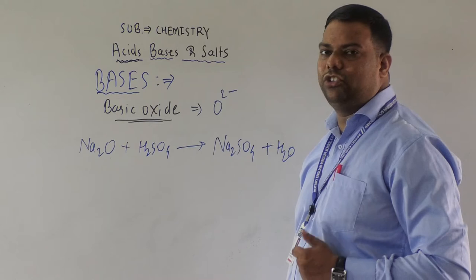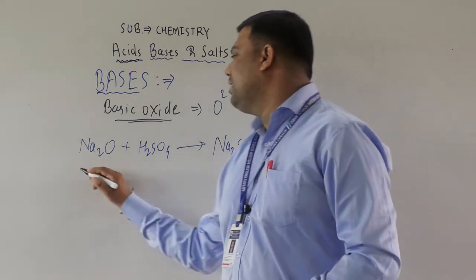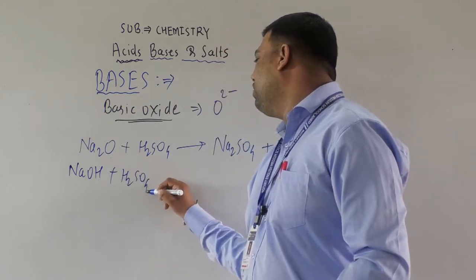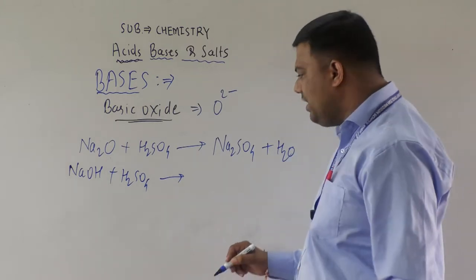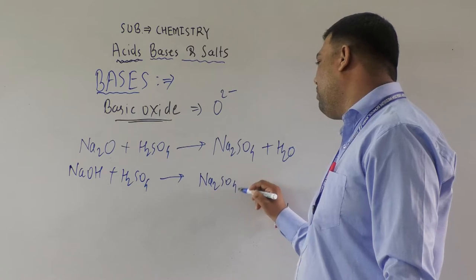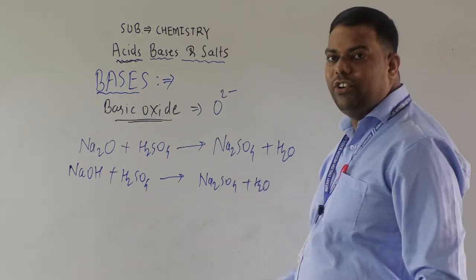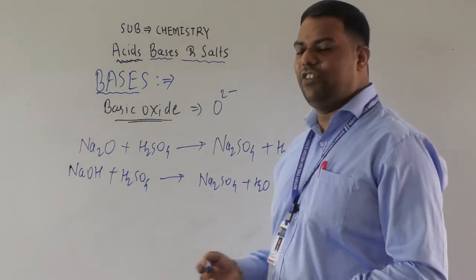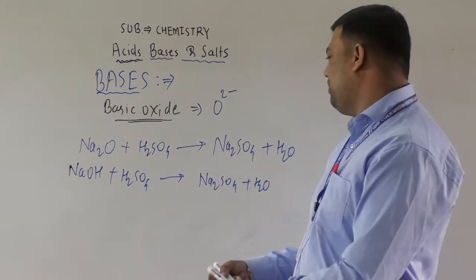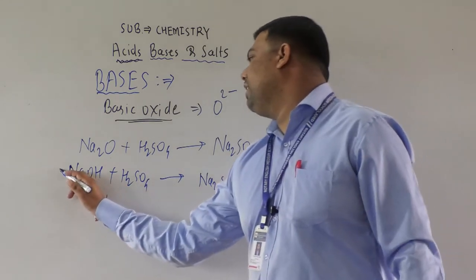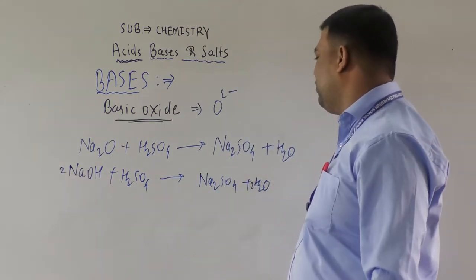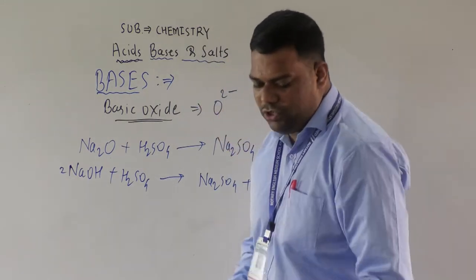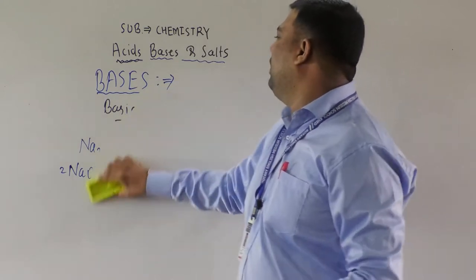Like that, there is a basic hydroxide also. When your basic hydroxide, like NaOH, reacts with H2SO4, we saw the reaction just now. You will get Na2SO4 plus H2O. But in the previous lecture, we saw the temperature difference: below 200 degrees Celsius you get sodium bisulfate, and above 200 degrees Celsius you get Na2SO4. These are simple reactions, and you can balance them also, with 2 NaOH. Our reaction is balanced. So these are regarding basic oxides.